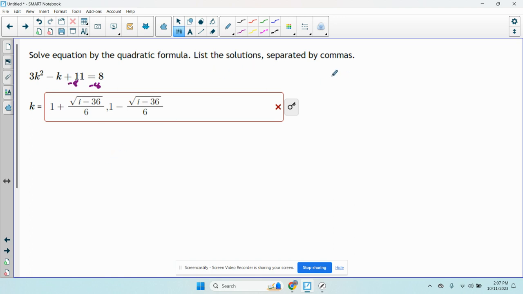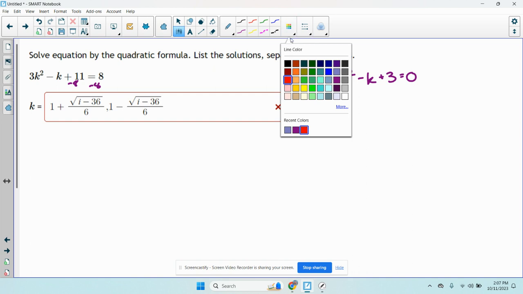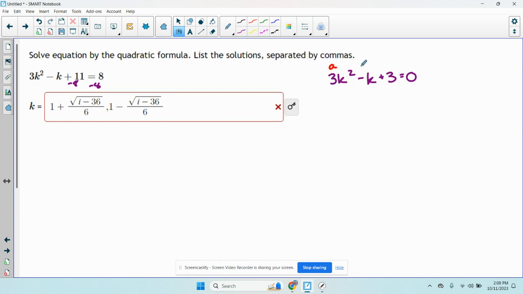Rewriting what I have, this is going to be 3k squared minus k plus 3 equals 0. So my a is 3, my b is -1, and my c is +3. So now I can dive into the quadratic formula.